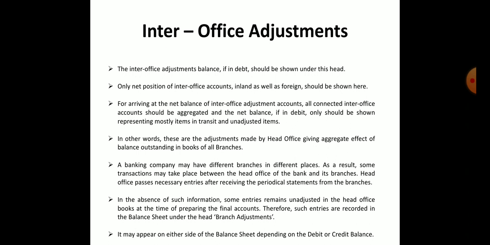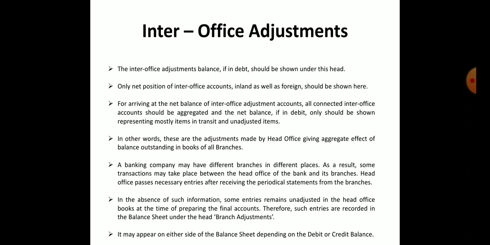For arriving at the net balance of inter-office adjustment account, all connected inter-office accounts should be aggregated, and the net balance, if in debit only, debit should be shown, representing mostly items in transit and unadjusted items. In other words, these are the adjustments made by the head office, giving aggregate effect of balance outstanding in the books of all the branches.